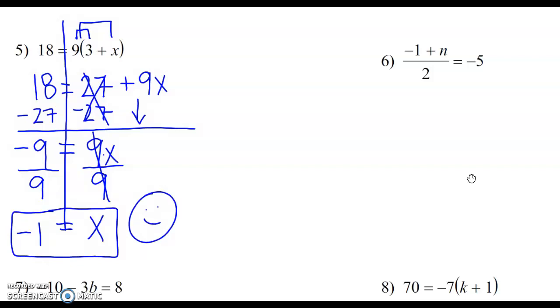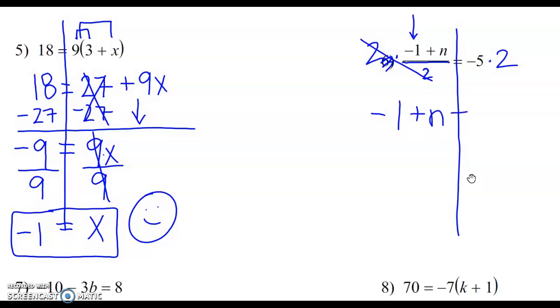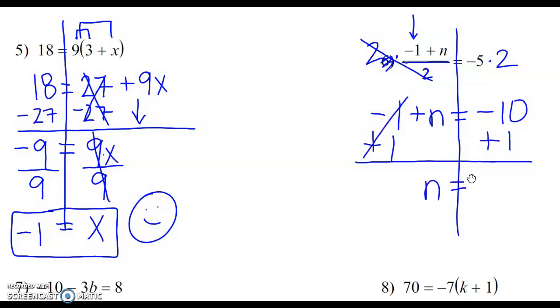Number 6, right? We have to remember, these are a little tricky. This negative 1 is stuck in the fraction. So I have to get rid of the fraction first. So the fraction is a divide by 2. So to get rid of a divide by 2, I would multiply both sides by 2. The 2 over 2 cancels. I have negative 1 plus n equals negative 5 times 2 is negative 10. So now to get n alone, to move a negative 1, I would add 1 on both sides. Cancel and clean. So n equals negative 10 plus 1 is negative 9.